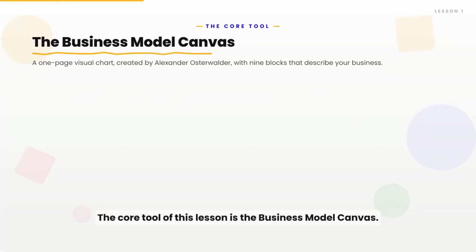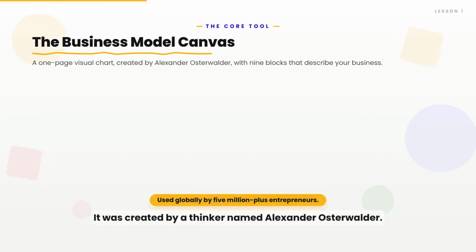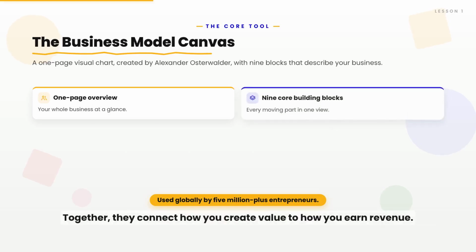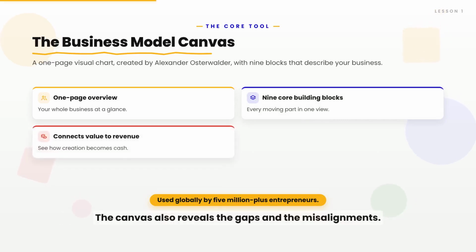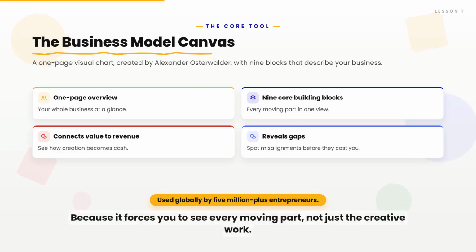The core tool of this lesson is the business model canvas. It was created by a thinker named Alexander Osterwalder. It's a 1-page chart made of 9 connected building blocks. Each block answers one simple question about your business. Together, they connect how you create value to how you earn revenue. The canvas also reveals the gaps and the misalignments, the places where your plan quietly contradicts itself. It's used across the world by more than 5 million entrepreneurs because it forces you to see every moving part, not just the creative work.